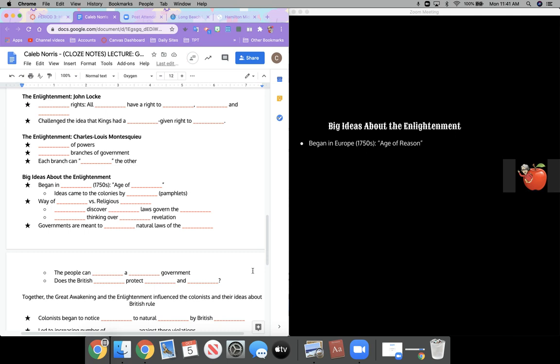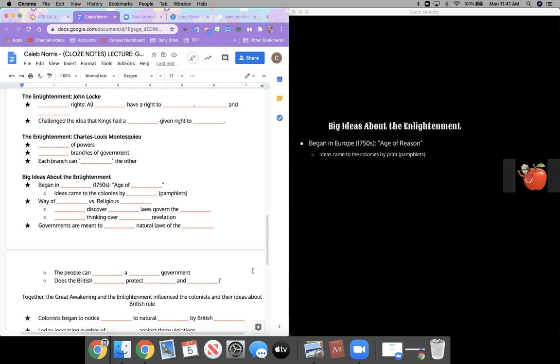It's called reason because it has to do with thinking. It's not about religion right now. Right now, it's about scientific thought. And these ideas came from Europe to the colonists by print, by pamphlets. These ideas would be printed, and then sent over on a ship to the colonists and distributed.